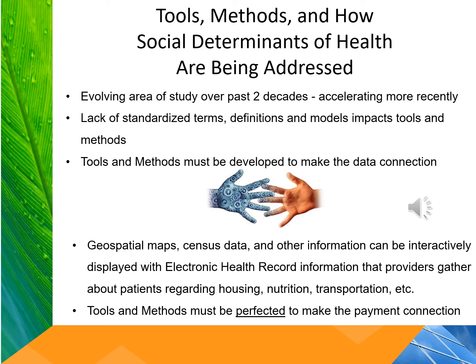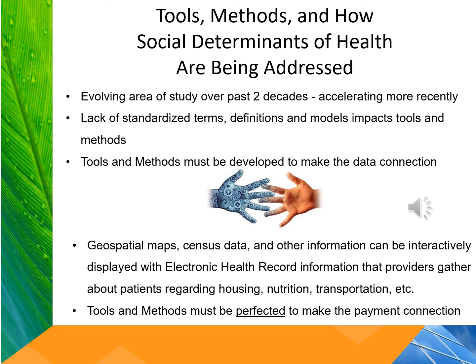Over the past few decades, perhaps accelerating with the passage of the ACA and increasing focus on preventive health, social determinants research focused on making the case for the link between social factors and health status or outcomes. Although there is a lack of standardized terms, definitions and models for nationwide use, progress is still being made.